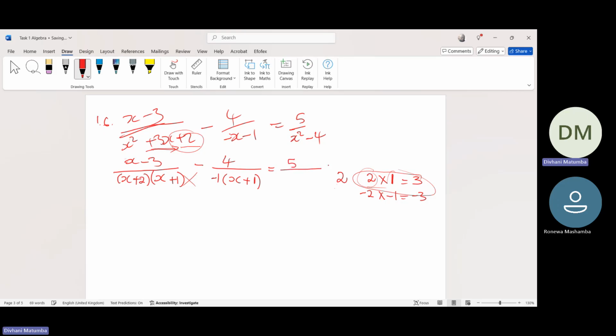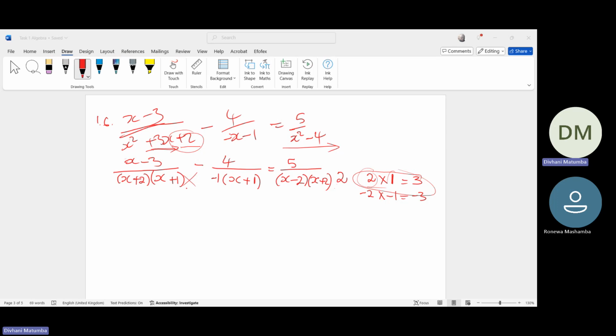5 over... do we need to factorize x squared minus 4? And what type of factorization is that one? Difference of two squares, which is going to be x minus 2, and then x plus 2. Perfect. Do you see now that there are a lot of factors that are going to cancel each other, which is a good thing?